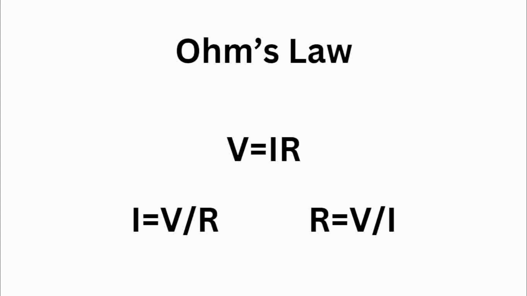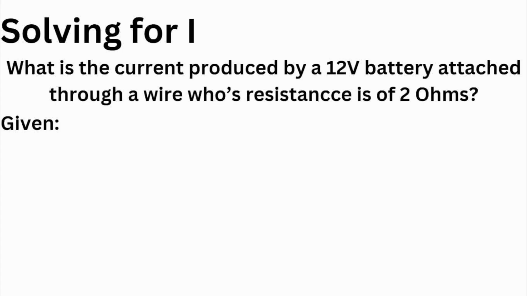And in this video, we're going to be solving a total of 9 problems, and we're going to have 3 problems for each equation. So, let's get to it. Let's start with the problems that solve for current, or I. What is the current produced by a 12-volt battery attached through a wire whose resistance is 2 ohms?